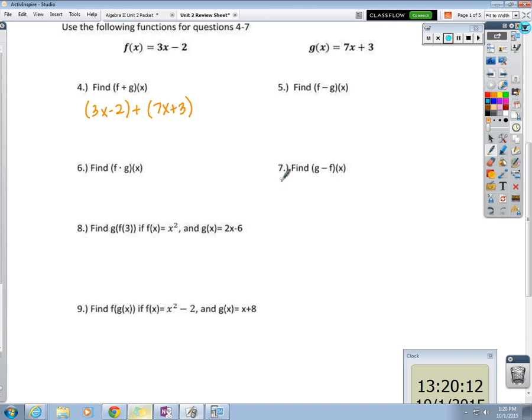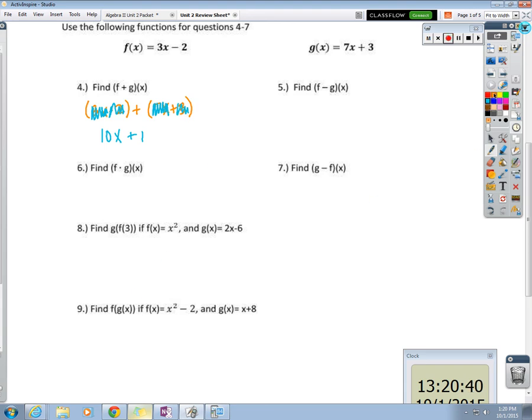Right, we really don't need the parentheses at this point because there's nothing to distribute. Okay? I can just combine like terms. 3x plus 7x is, and so now look, 3x and 7x are gone. We added them together and now it's 10x. And then we're left with a negative 2 plus 3, which is positive 1. And so that's the answer, 10x plus 1.